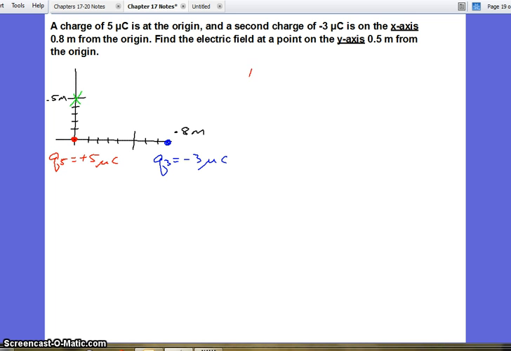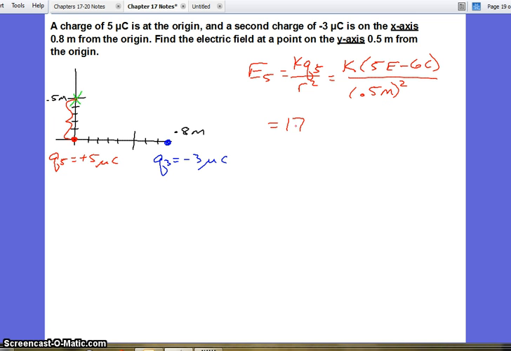So let's find the electric field from the 5 microcoulomb charge first. Our equation is KQ5 over R squared. Now, K is Coulomb's constant. That's 8.99 times 10 to the 9th newtons times meters squared per coulomb squared. So based on that, we need to have our charge in values of coulombs, not microcoulombs. So micro means times 10 to the negative 6. Now we need our distance, and our distance from that charge is 0.5 meters. Don't forget that it has to be squared.